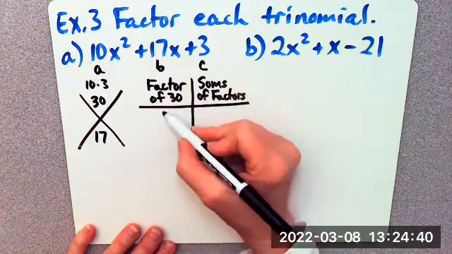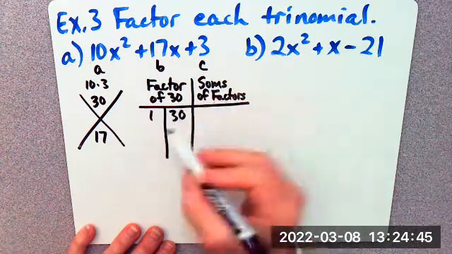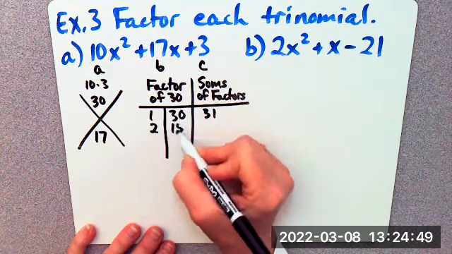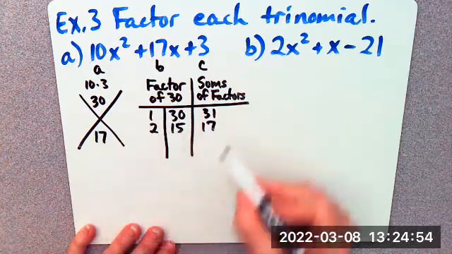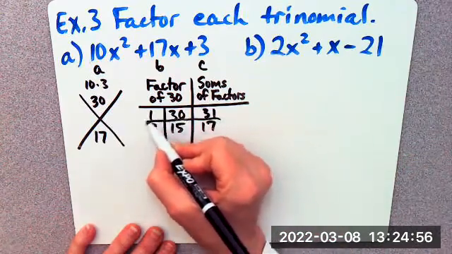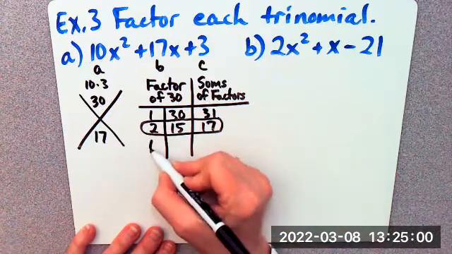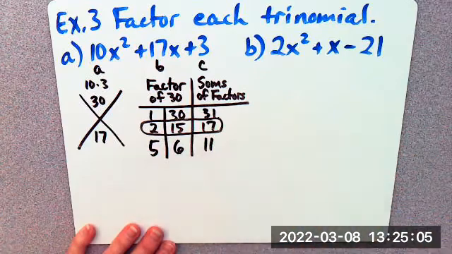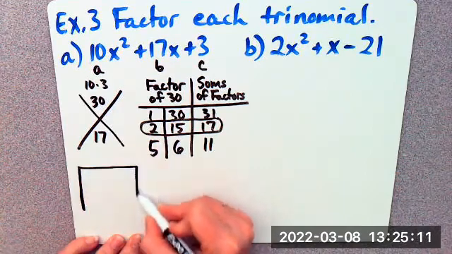All right, so when we take those two things, we have factors 1 and 30. So the sum of that is 31. Then we have 2 times 15, and the sum is 17. And hey, that's what we were looking for. So we found it. Now we don't need to go on. But if we were just practicing factors of 30, the next one would be 5 and 6, which sums as 11. So we found what we were looking for. So we're going to do the box.